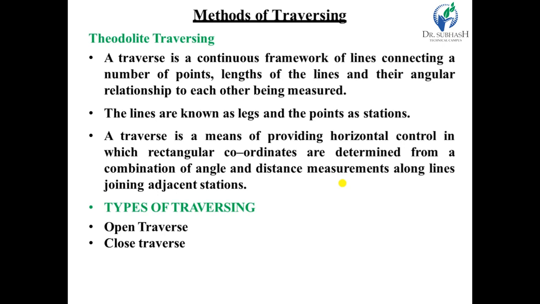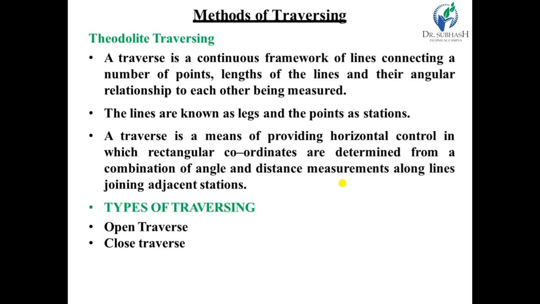Theodolite traversing. A traverse is a continuous framework of lines connected to a number of points. The length of the lines and their angular relationship to each other we can measure. The lines are known as legs and the points are known as stations.